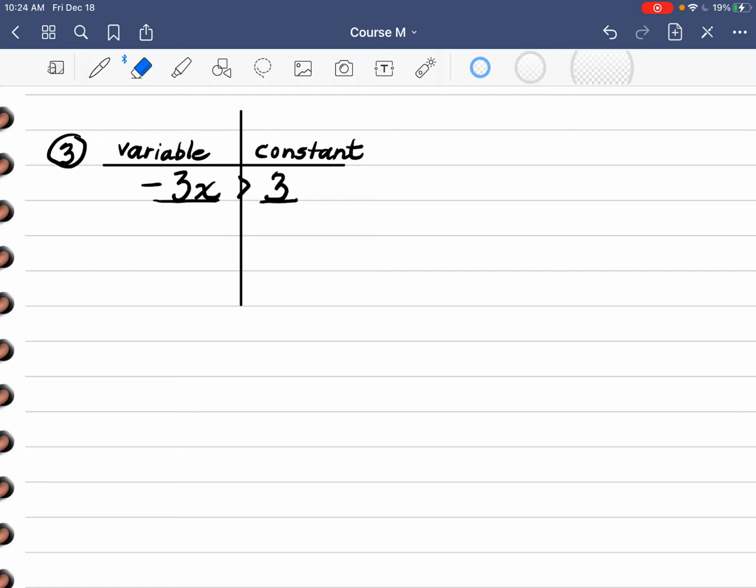Now something very strange happens here. If you divide by a negative number, or if you multiply by a negative number, something happens to that arrow. And let me just write it down. I am dividing by a negative. This is only with inequalities. It is not with an equal sign. You reverse your arrow.